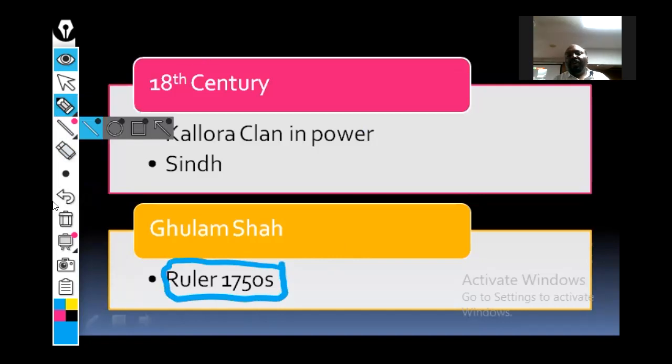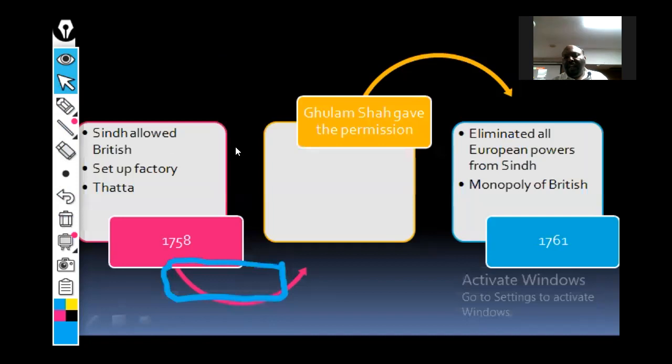During this time, he consolidates his position, and later we can see that during his time, Ghulam Shah gives permission to whom? To the British to start a factory. So now the British got an opportunity to start in the Sindh province. They start their factory in a place called Thatta. So in this Thatta, Ghulam Shah gave them power.